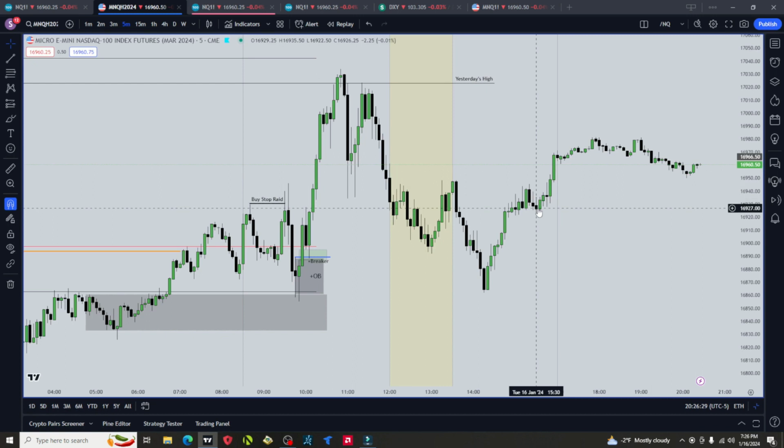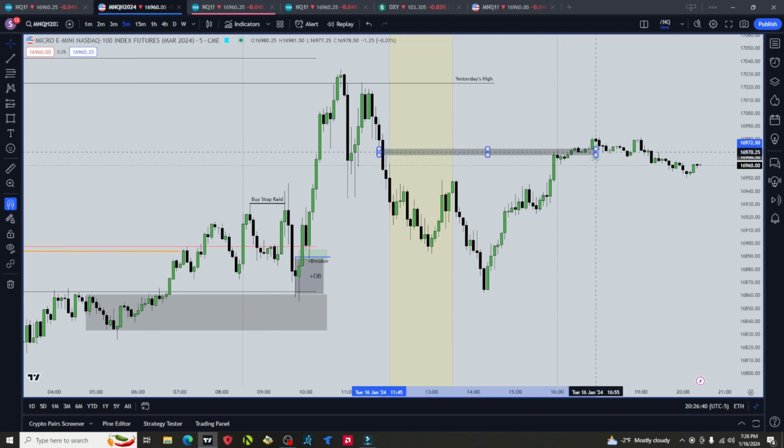So this is at 3:30. Price ran up, took out these highs, ran up into this sell side imbalance right here, and that's where we've been hanging around since after close.